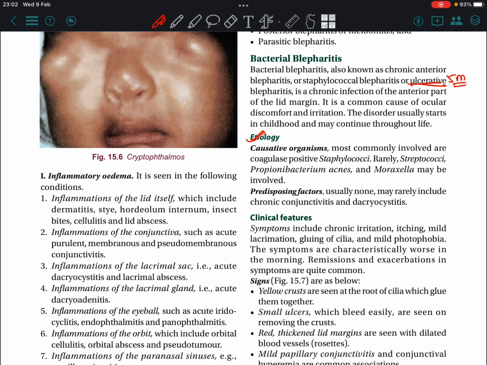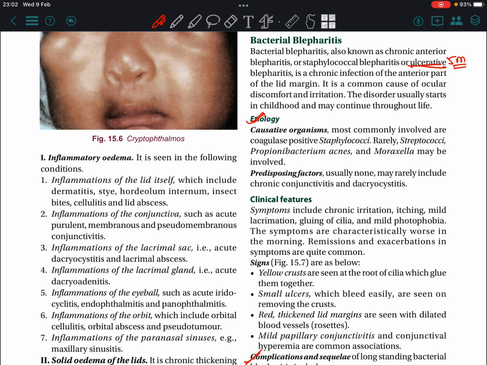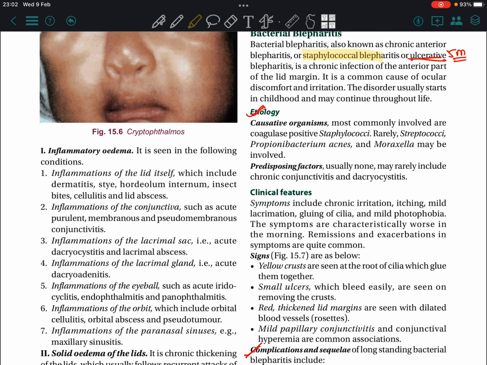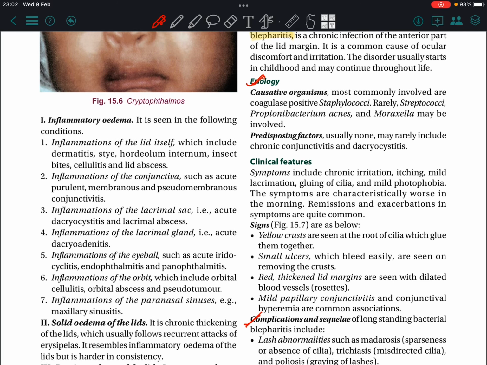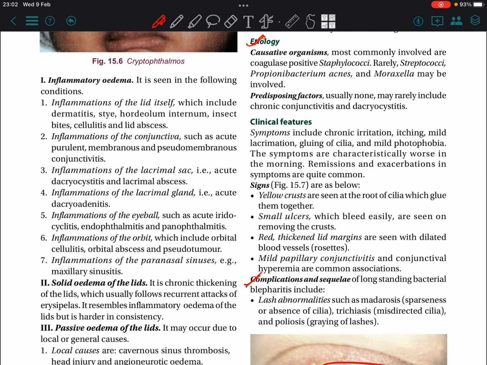Then bacterial blepharitis. Bacterial blepharitis, also known as chronic anterior blepharitis, ulcerative blepharitis, staphylococcal blepharitis, etc., is a chronic infection of the anterior part of the lid margin. It is a common cause of ocular discomfort and irritation. It usually starts in childhood. Etiology: the causative organism is Staphylococcus, rarely Streptococcus, Propionibacterium acnes, Moraxella. Predisposing factors are usually none, and may rarely include chronic conjunctivitis, dacryocystitis, etc.